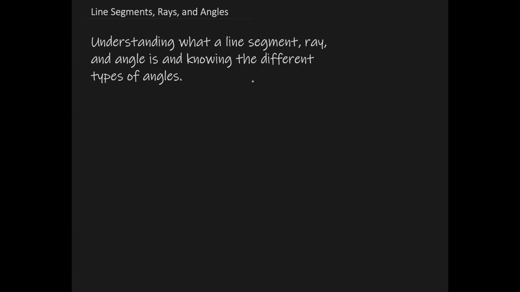Sal here. Today we're going to be talking about line segments, rays, and angles. Our objective is understanding what a line segment, ray, and angle is, and knowing the different types of angles. Of course I can't explain them yet, because then I'd just be doing the lesson. There are 3 different types of angles, so stick with us to find out.